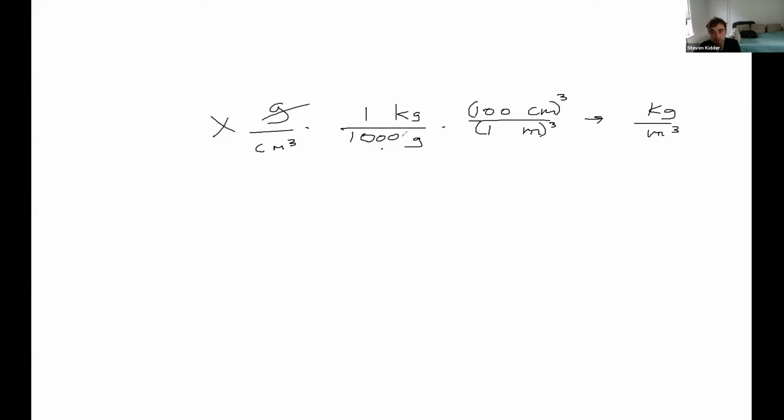So stuff cancels, centimeters cubed. We're left with 100 cubed over 1,000. So 100 cubed, oops, a million over 1,000. Okay, so we will multiply by 1,000. And then we will be in kilograms per meters cubed. So let's go back to Excel.